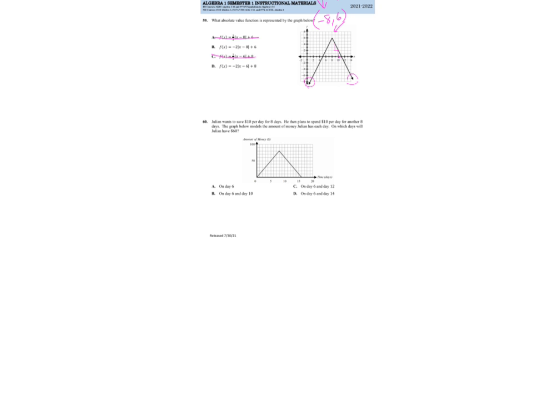So -8, 6. Julian wants to save $10 for 8 days, and then he's going to spend $10 the other 8 days. On which days will he have $60? Well, this is just reading a graph. So this is 60 right here. This is 60 right here. So it looks like it's happening on day 6 and day 10.